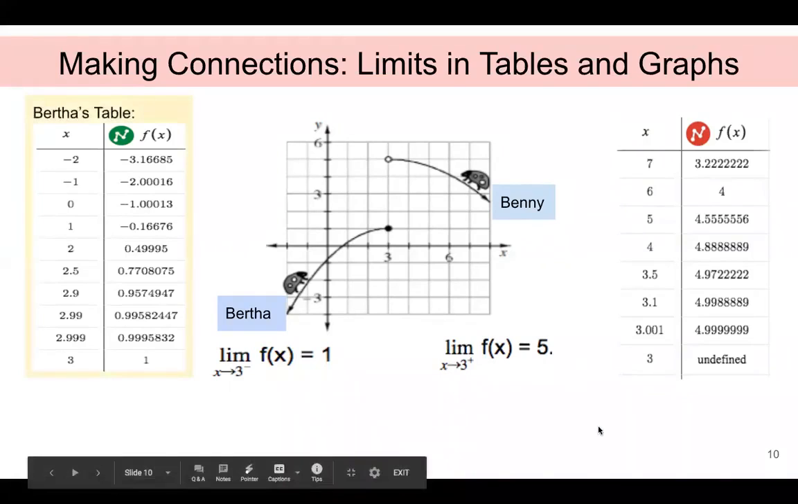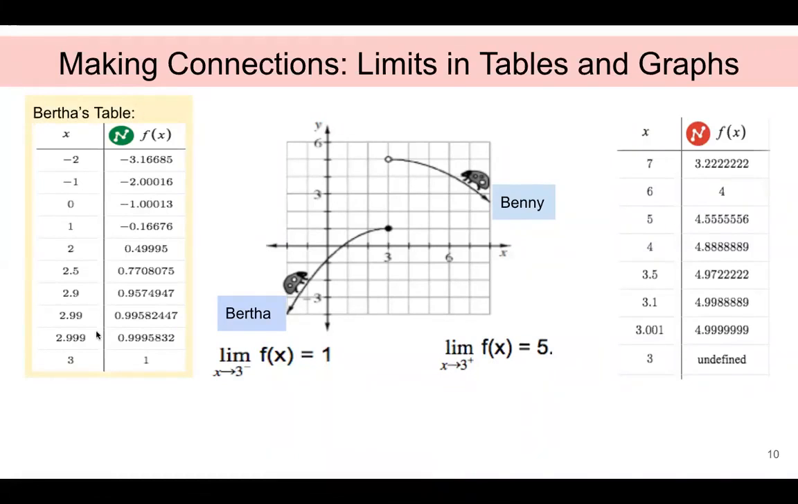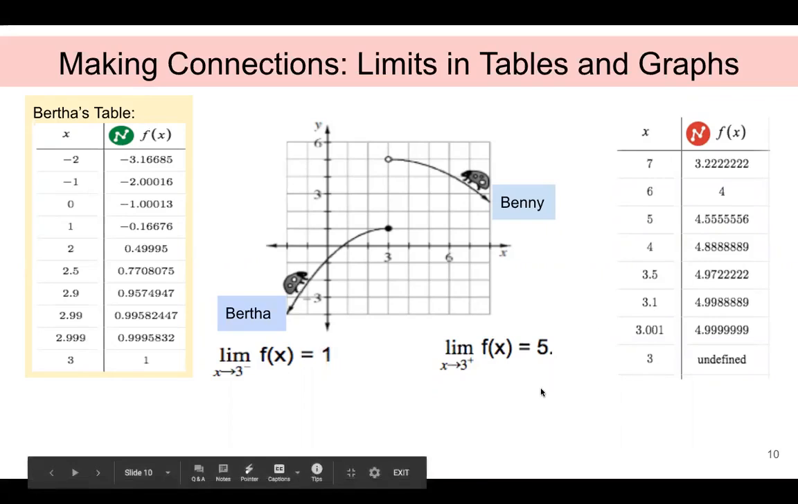I went on Desmos and made a table for Bertha's movement. She started at around the x value of -2, and this was her y value location. She was down here in the negatives. As she was walking closer and closer to 3, she ended up at the y value of 1, which makes sense right here in the limit notation. Go ahead and take a look at that, and then we'll look at Benny's in a second.